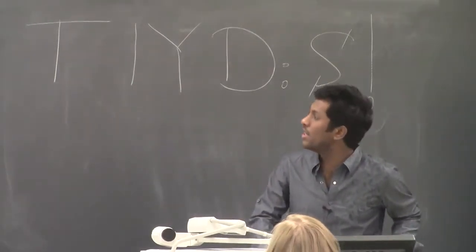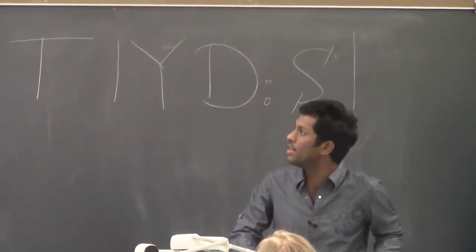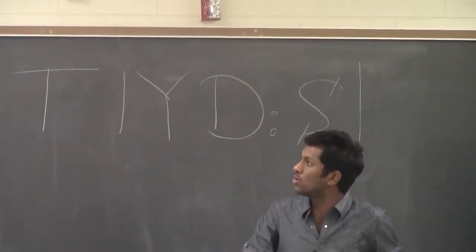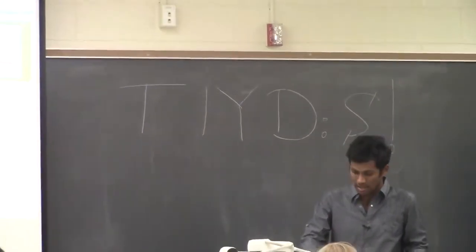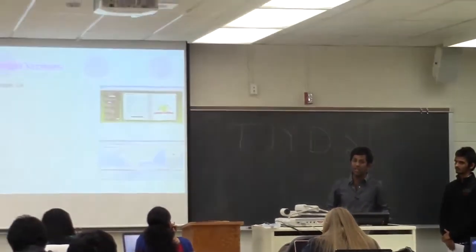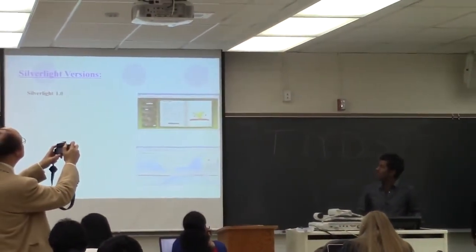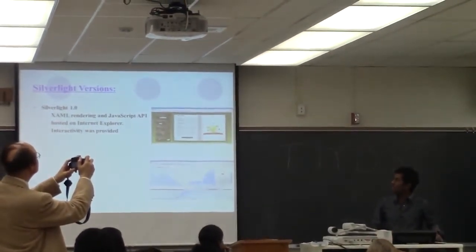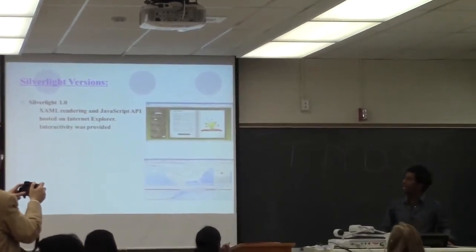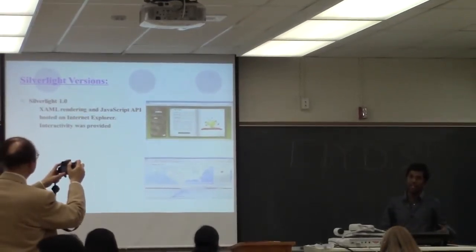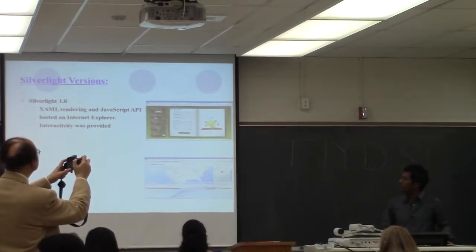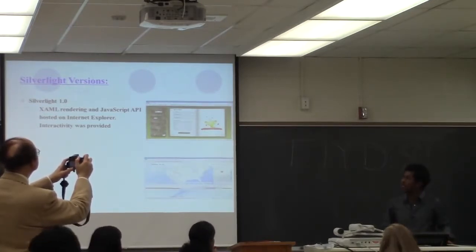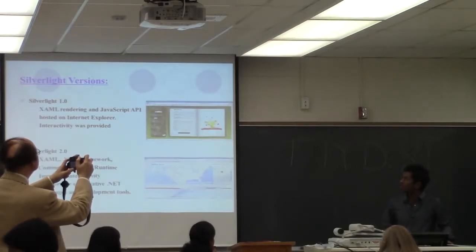Till now we have seen the introduction of Silverlight, and its architecture and working, and we are now going to describe the Silverlight versions. We have 5 Silverlight versions. Silverlight 1.0 supports XAML rendering and the JavaScript API, and it can be installed on Internet Explorer. In the 1.0 version, interactivity is provided.